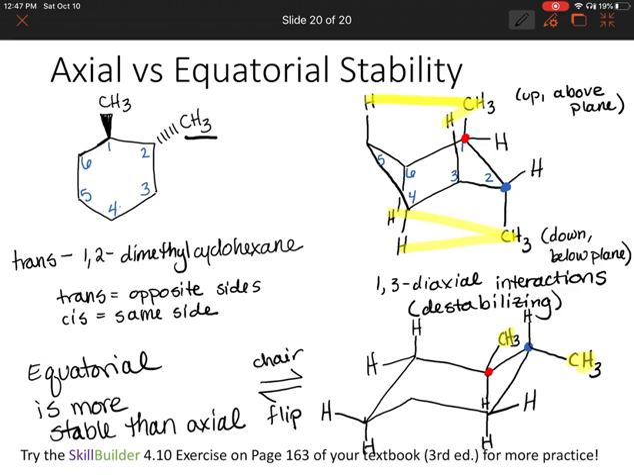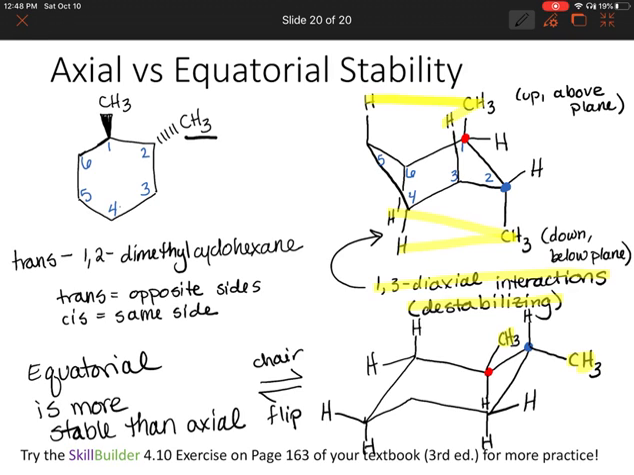And let me actually highlight up above: 1,3 diaxial interactions are destabilizing, and I'll point up above. I don't want you to mix that up with what I drew down below. That's separate. So again, the main message here is if you can place your substituents in an equatorial position, that will be much more stable than if they're in an axial position. And that's due to those 1,3 diaxial interactions.